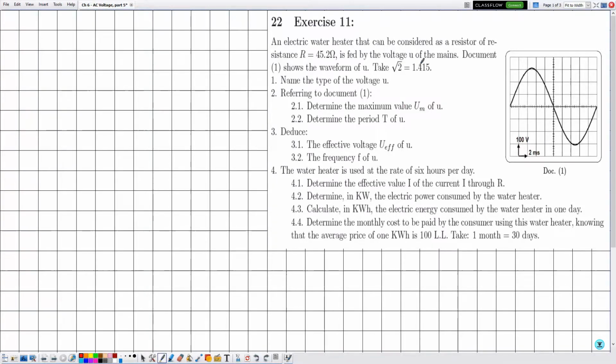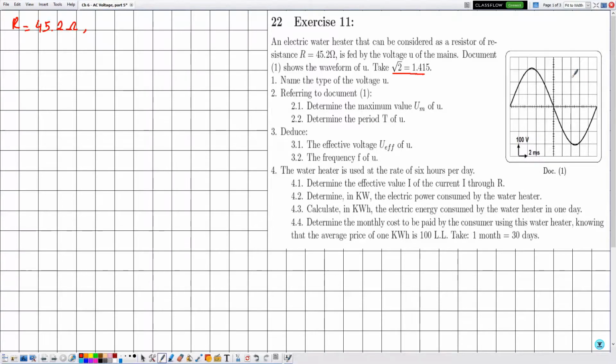An electric water heater that can be considered as a resistor of resistance R equal to 45.2 ohms is fed by the voltage U of the mains. Document 1 shows the waveform of U. Take square root of 2 equal to 1.415. Now, since they mentioned document 1, we can use it.